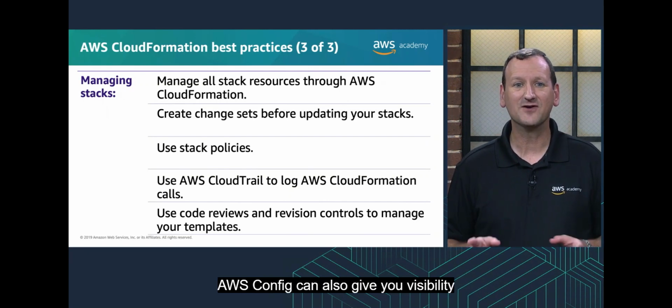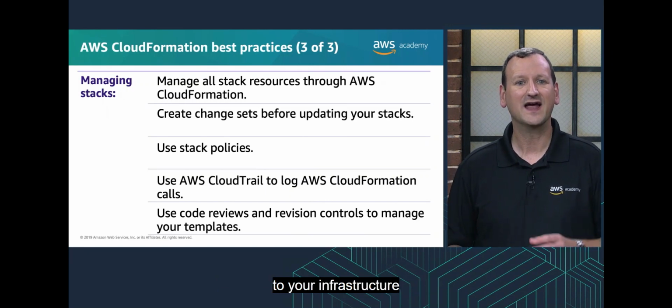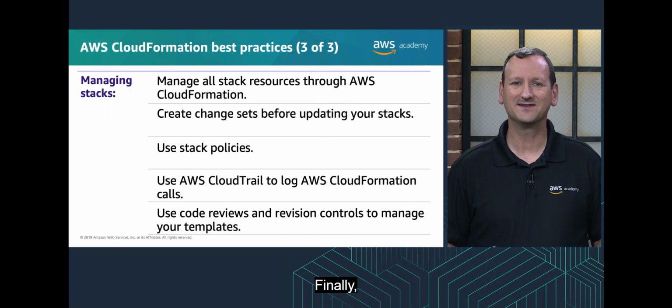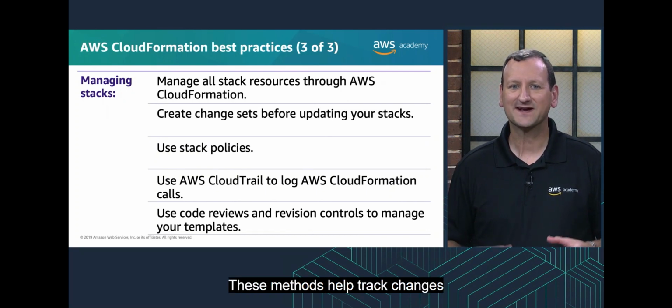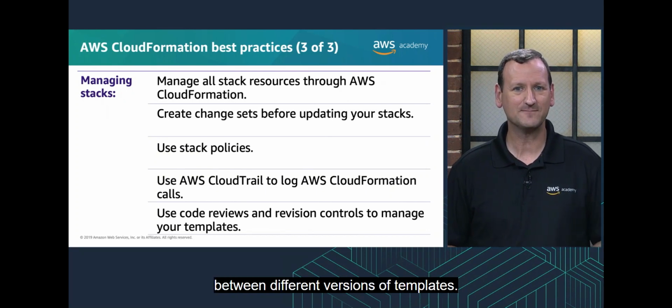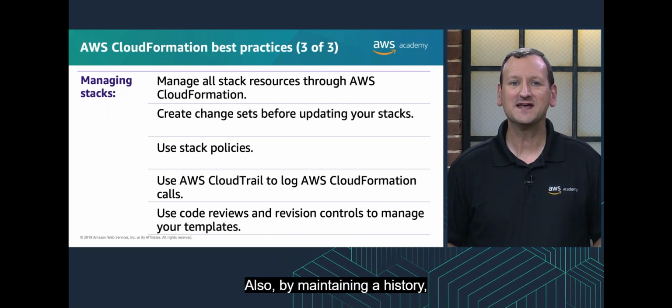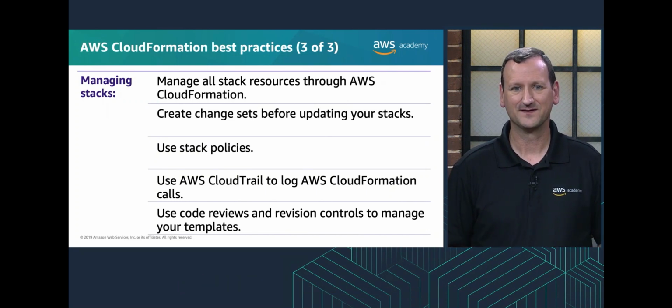AWS Config can also give you visibility to what changes are being applied to your infrastructure and allow or deny those changes. Finally, use code reviews and version control to manage templates. These methods help track changes between different versions of templates. This in turn helps track changes to stack resources. Also, by maintaining a history, you can revert your stack to a prior version.